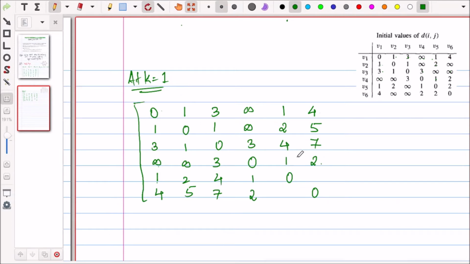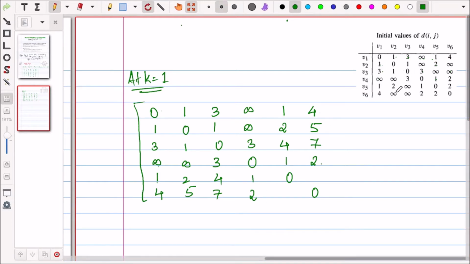Yes, sir. क्योंकि ये infinity ऐड होगा तो बड़ा ही रहेगा, तो हमें मिनिमम लेना है, so this will be, so now come to last entry, this is 2 और यहाँ पे 1 plus 4 which is 5. ठीक है, so 2 ही रहेगा यहाँ पे.